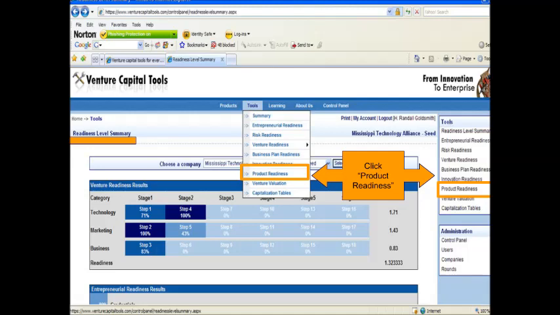When you're logged in, you'll find yourself on the Readiness Level Summary page. Here you have two options to open the Product Readiness Assessment. You'll find access in the pull-down menu box labeled Tools, and the other is in the permanent display box on the right side of the screen. Clicking on either will open up the Product Readiness Assessment tool.